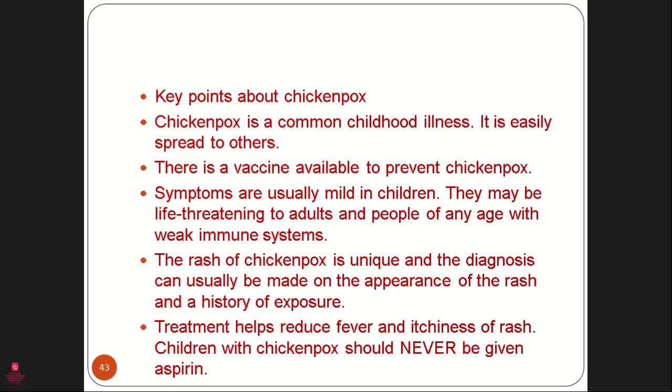The rash of chickenpox is unique and the diagnosis can usually be made on the appearance of the rash and a history of exposure. Treatment helps reduce fever and itchiness of the rash. Children with chickenpox should never be given aspirin. Now our lesson is finished.